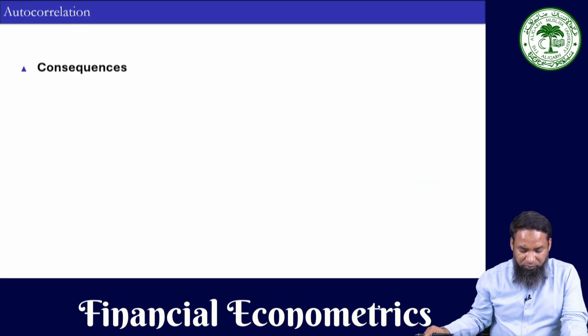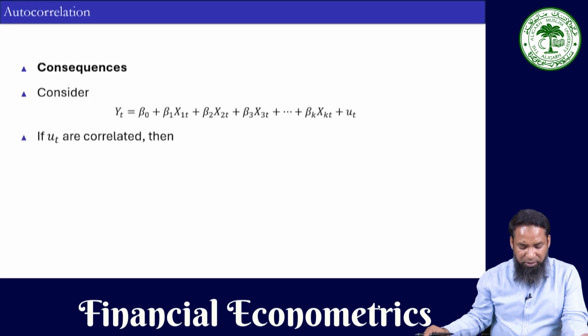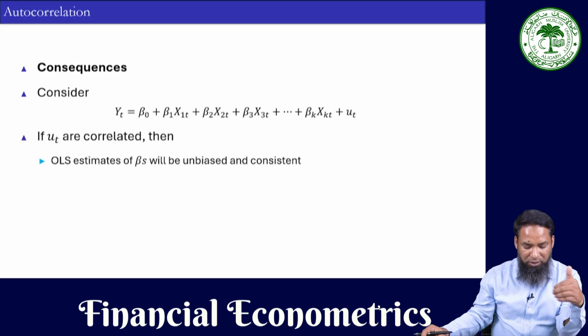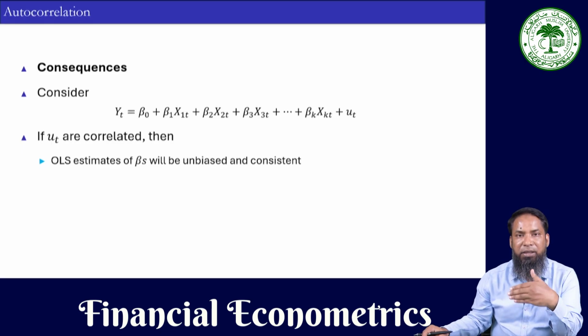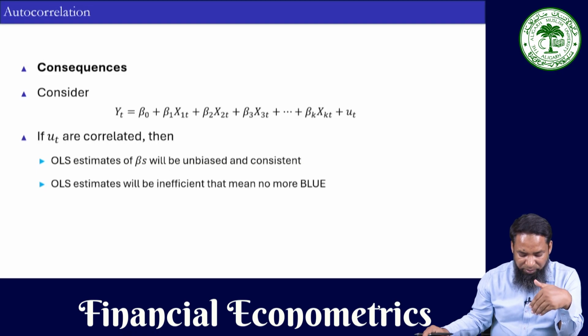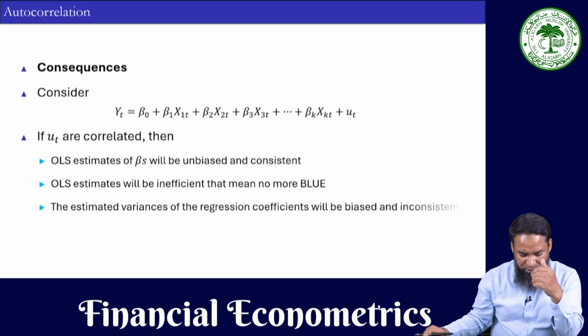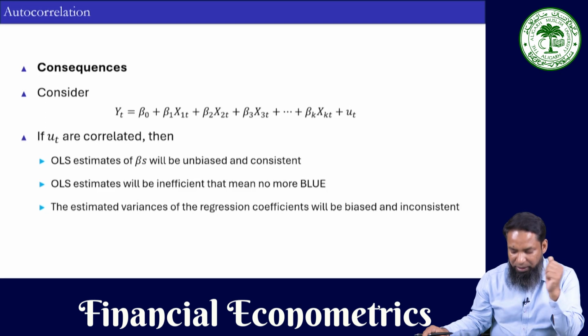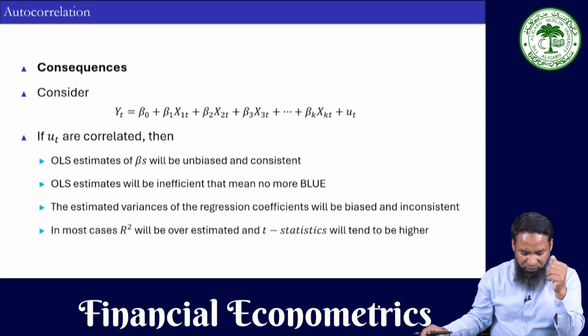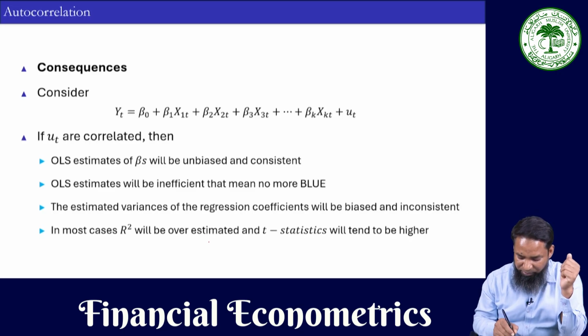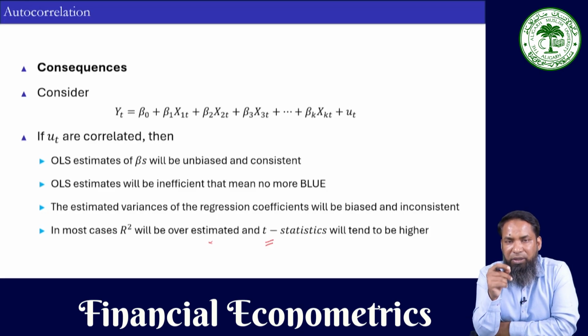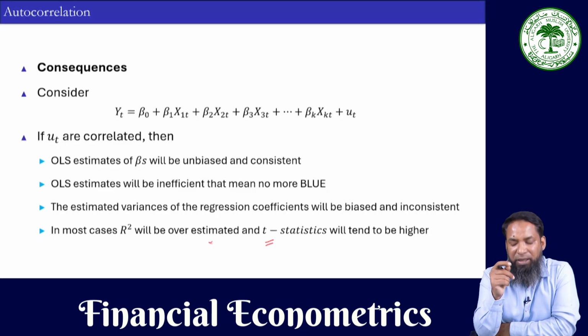Now, what will be the consequences? If we have the problem of autocorrelation, what consequences will we have? First, if u_t is correlated, then OLS estimates of betas will be unbiased and consistent, but OLS estimates will be inefficient, that means no more BLUE. Third, the estimated variance of the regression coefficient will be biased and inconsistent. Fourth, in most cases, R square will be overestimated and t statistics will tend to be higher.